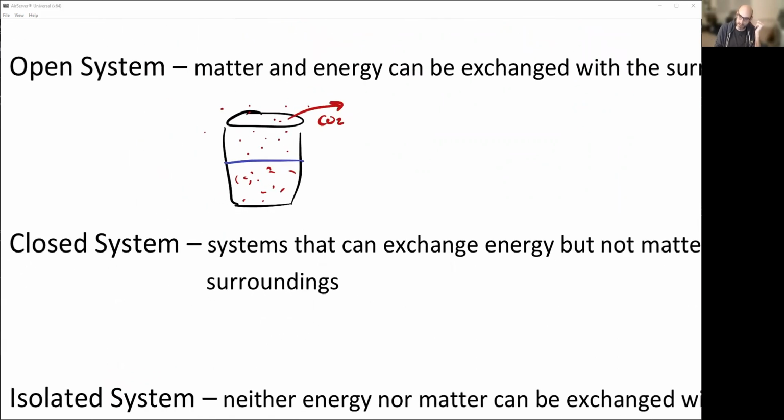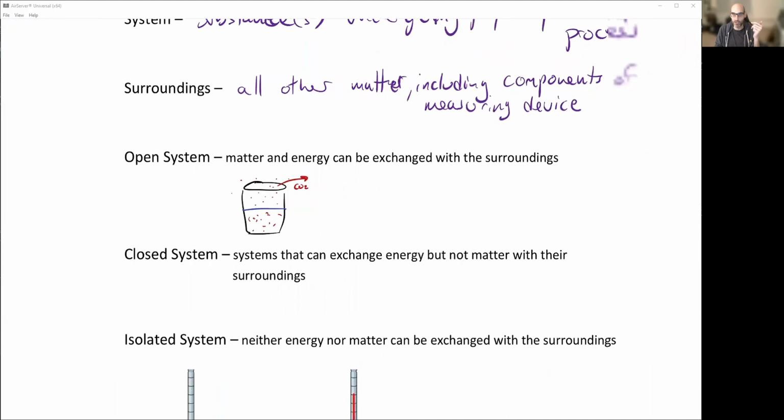And what we have is matter and energy can be transferred and exchanged with the surroundings. So an open beaker, as an example, or a flask, let's say. So that's an example of matter and energy exchange. It's heating up the air around it, or cooling down, however it happens to be. If it's a cold Coke can, for example, it's absorbing energy from the surroundings.